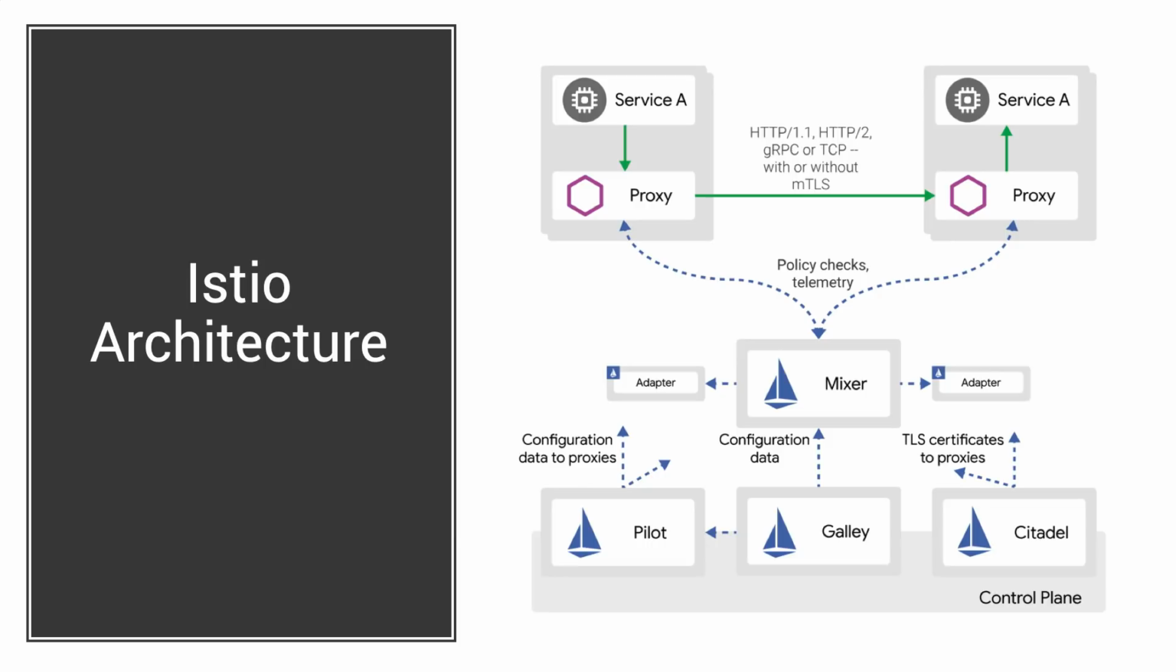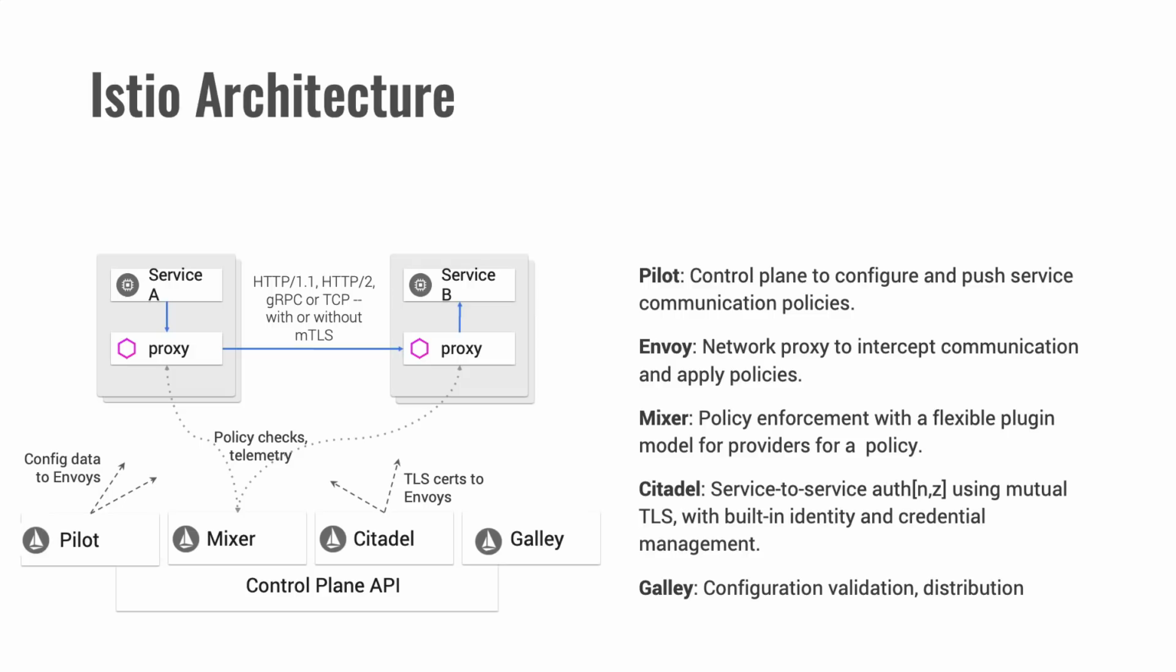Let's understand each of these components a bit better. There is Pilot, and Pilot is responsible to configure and push service communication policies. Envoy understands the policies in a specific format, in a specific protocol, and that may not be the best way to deal with your overall policy enforcement. So Istio exposes a more comprehensible, easy to understand and easy to use policy definition.